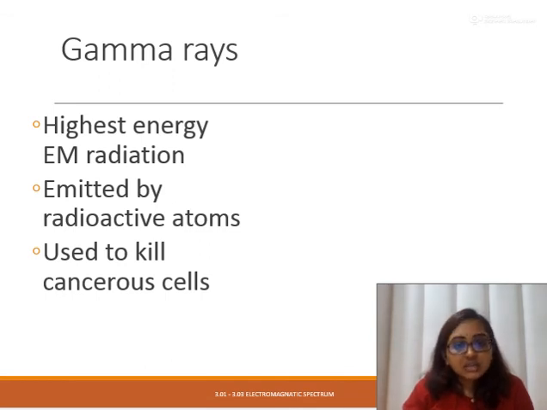They have the highest energy, and they are usually emitted by radioactive atoms as well. Gamma radiations can be used to kill cancerous cells.